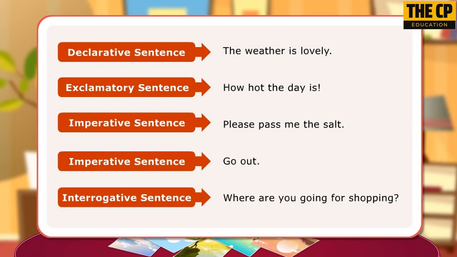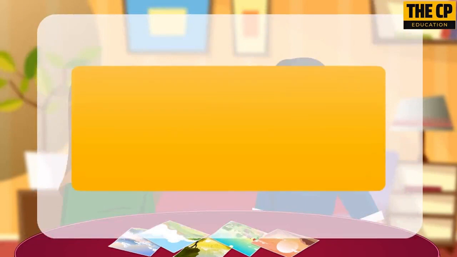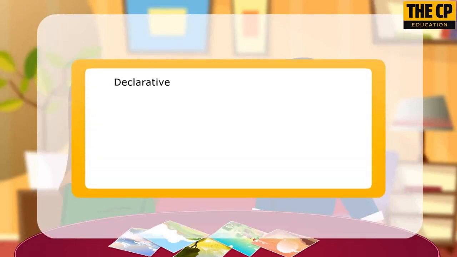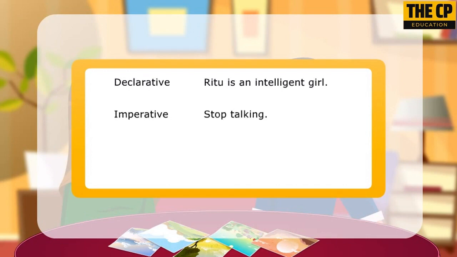Here are a few more examples of four kinds of sentences. Declarative. Ritu is an intelligent girl. Imperative. Stop talking. Interrogative. How will you go home? Exclamatory. What a wonderful surprise!